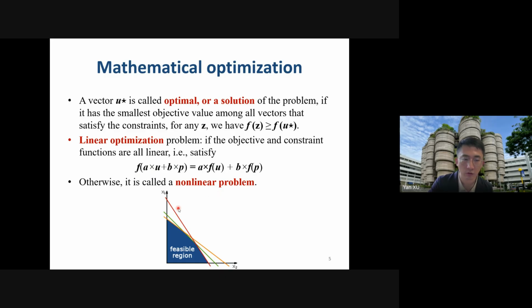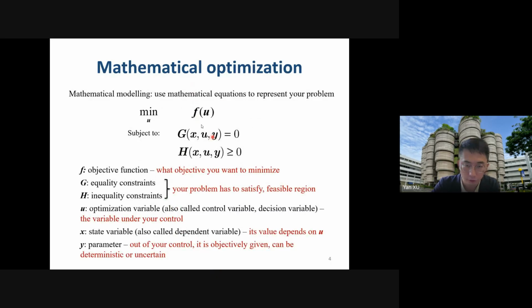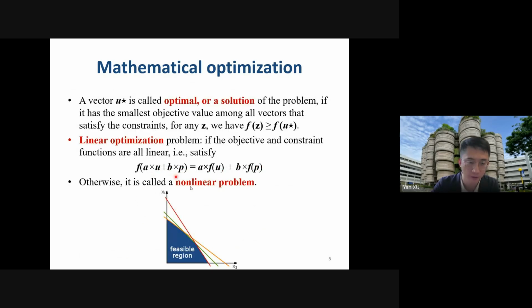So to be a linear problem, both the objective function and the constraints have to be linear. Now this is the case. We have 1, 2, 3, 4, 5. We actually have 5 constraints. All are linear, you can see.